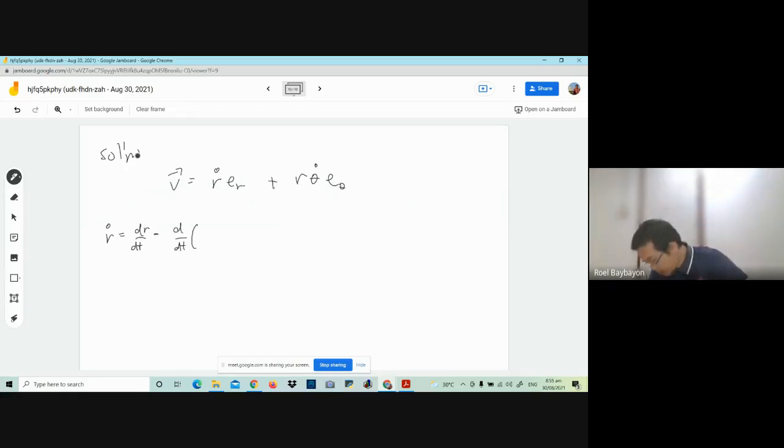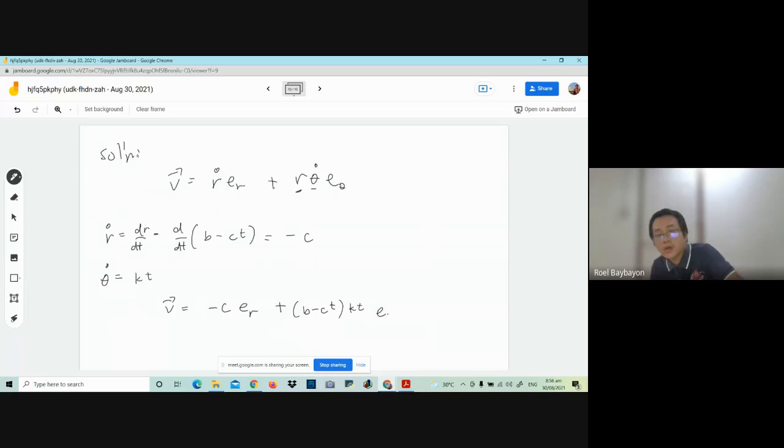So this r is b minus ct. What is its derivative? This is equal to minus c only, right? And theta dot is given, which is equal to k times t. So therefore, the velocity is r dot, which is minus c, e_r plus r, which is given as b minus ct, times theta dot, which is also given, kt, e_theta.